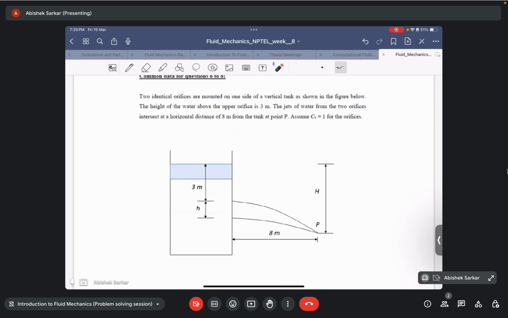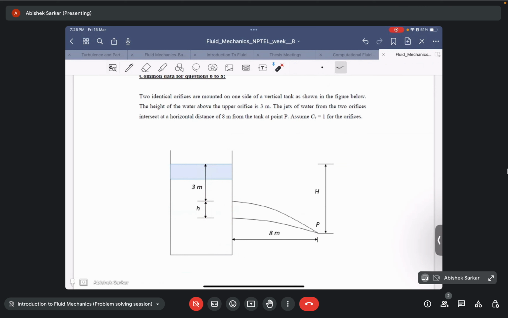The height of water above the upper orifice is 3 meters. So from the upper orifice, the height of the water is 3 meters, and the jets of water from the two orifices intersect at a horizontal distance of 8 meters. They have specifically mentioned that these are two distinct orifices and they are separated by a positive distance h. Assume CV is equal to 1, coefficient of velocity equal to 1 for the orifices.